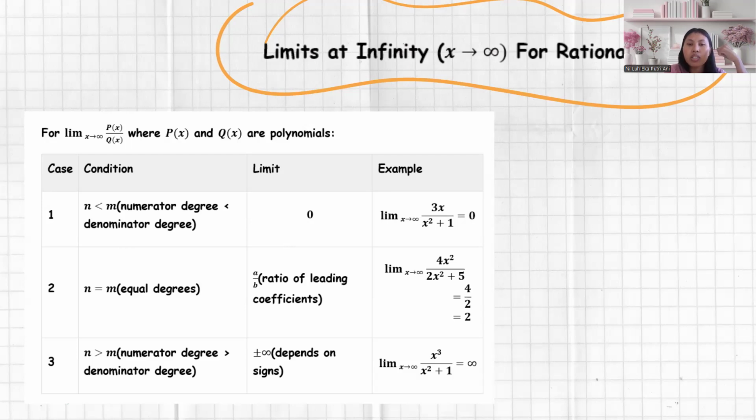Okay, the last condition is if n is more than m, numerator degree is more than denominator degree. So the limit is plus or minus infinity, depending on sign. So for example, the limit of x to the power of 3 over x squared plus 1 as x approaches infinity is equal to infinity.